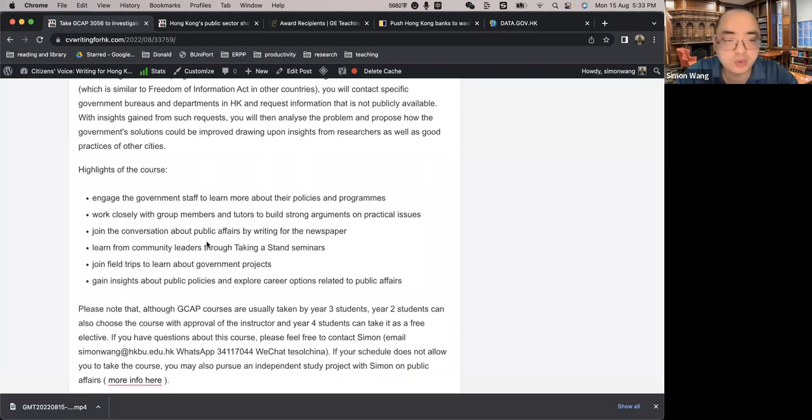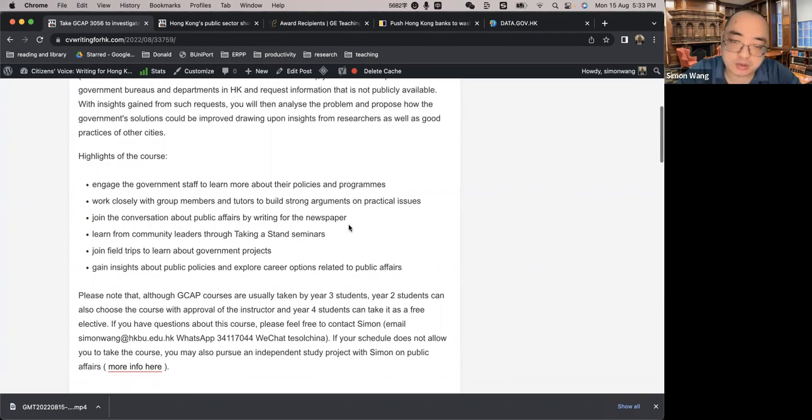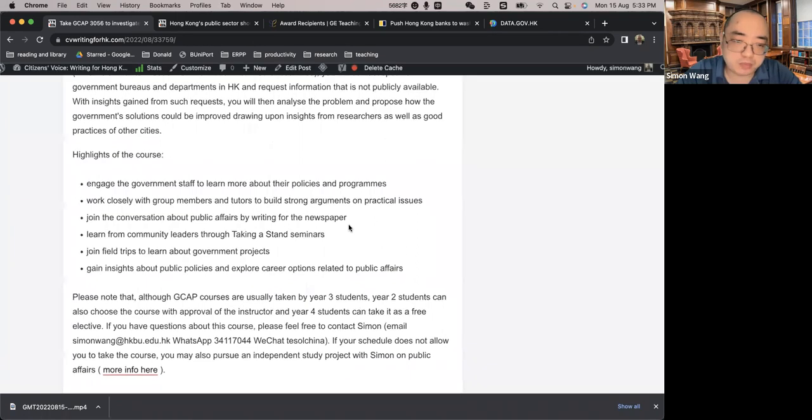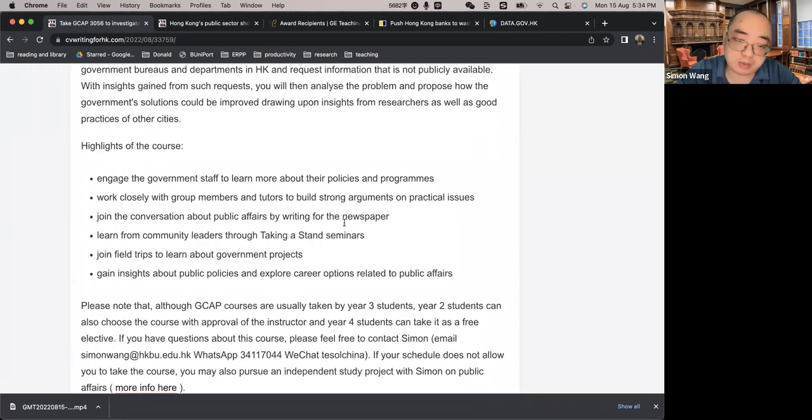And we are also going to work very closely. You're going to work with group members, with me or Ben, to build very strong arguments on practical issues. You can join the conversation about public affairs by writing for the public, for the newspaper. We will have STEM seminars, so you get a chance to meet with some community leaders, so they can share their insights about some social issues.